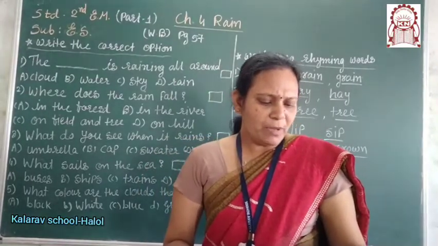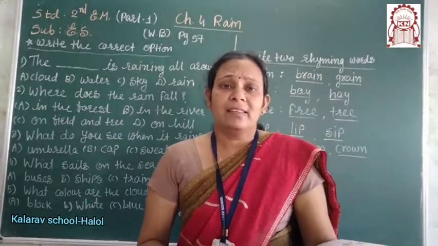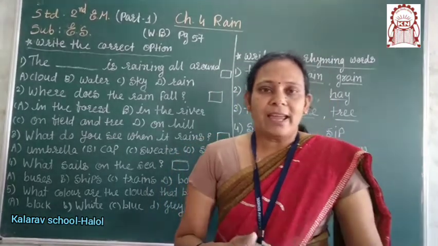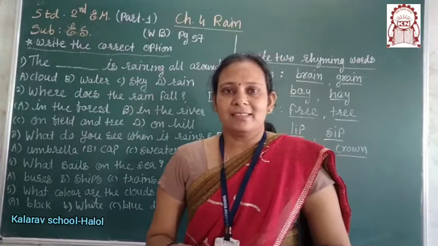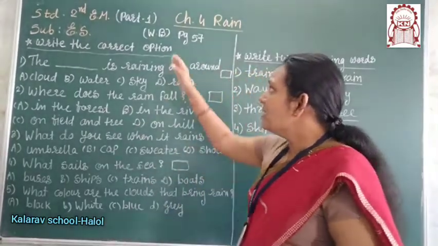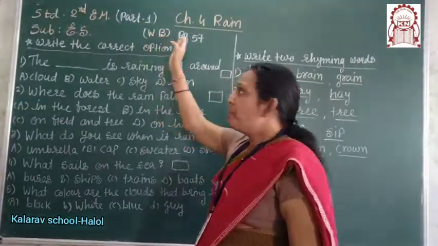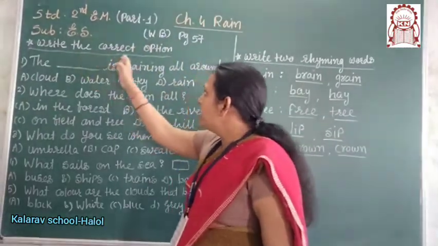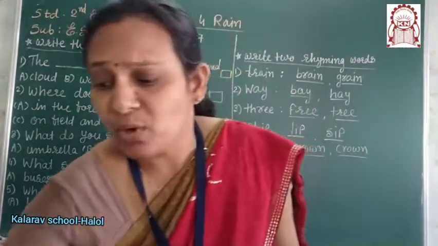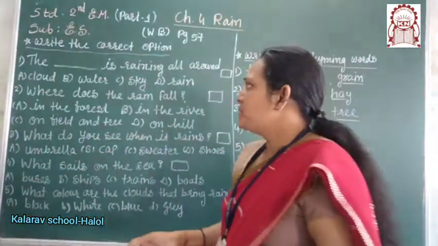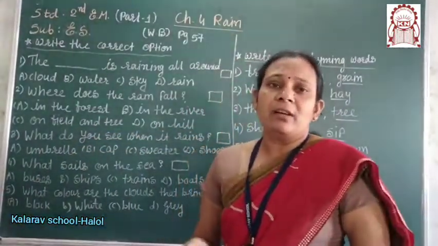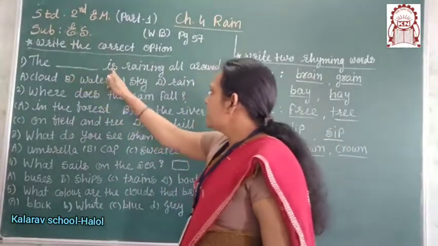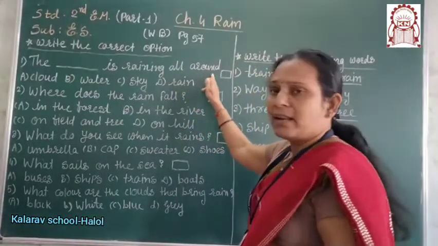And what do people use when it rains? People use the umbrella. Now, do you like the rain, children? Yes. Now, today we see our workbook, page number 57. Write the correct option. You have to write the correct option. I already explained to you about the rain. Yes? Then the blank is: the rain is raining all around.